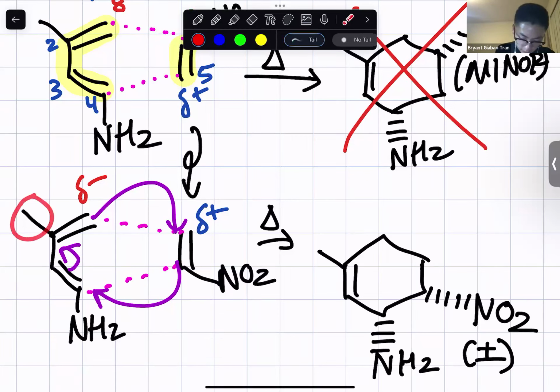This methyl group right here was flat because it's an sp2 carbon. It remains flat and planar because it's still an sp2 orbital. So these two carbons right here always remain sp2 from the diene. So any groups on those two carbons always stay flat.